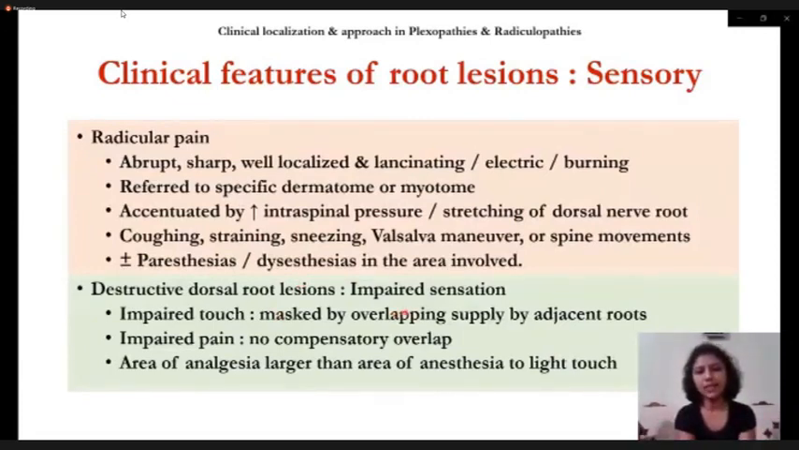Patients also report hypoesthesia or anesthesia that is confined to the specific dermatome that is involved, but again, because of the significant overlap, the lesions of single nerve roots do not cause significant sensory loss. Therefore, the absence of sensory loss does not exclude the possibility of a lesion affecting a single spinal root. When multiple spinal roots are affected, then sensory loss may be more evident, but here also the area of analgesia, that is to pain, is much larger than the area of reduction in touch sensation.